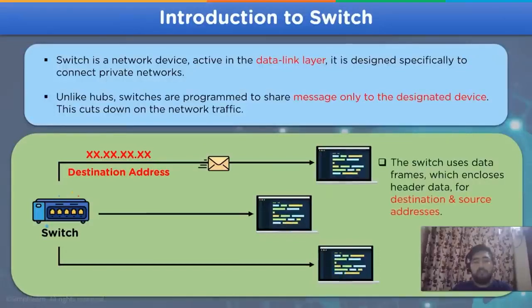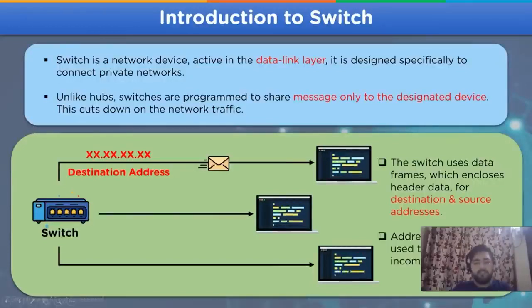Switches use different types of data, which can be either packets or data frames. A switch uses the source address and the destination address for forwarding the message to the specific device in the system.